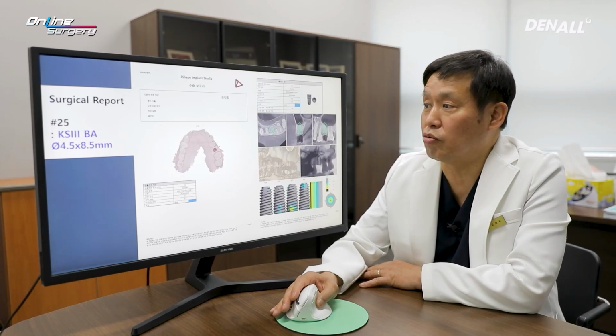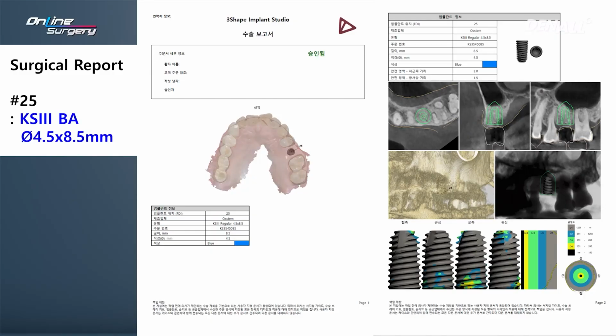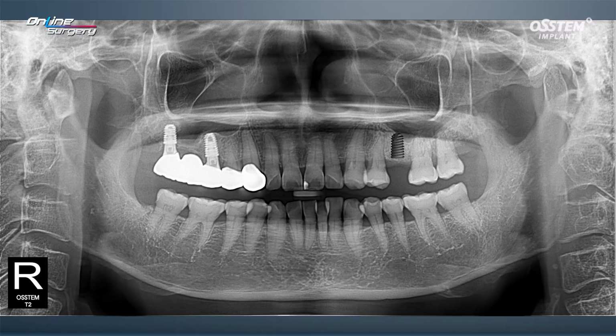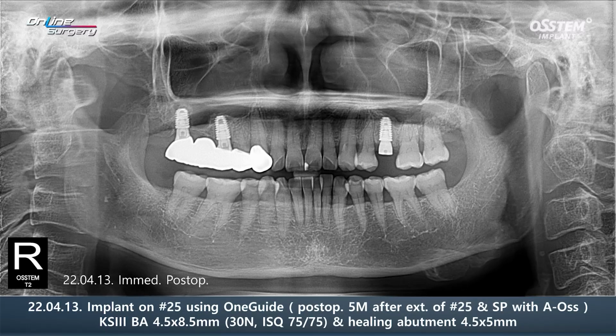In order to use one guide, the Implant Studio was used to come up with surgical plans. A KS3BA 4.5 by 8.5 millimeter implant was planned. Fortunately, on the palatal side there was no penetration up to the sinus, so one cast was unnecessary. I believe that implant fixation can be gained by engaging the sinus floor. That was the surgical plan. I believe the surgery can be possible by slightly engaging the sinus floor.